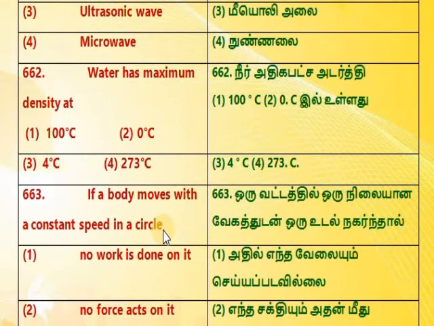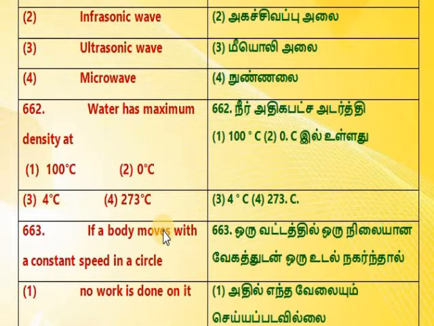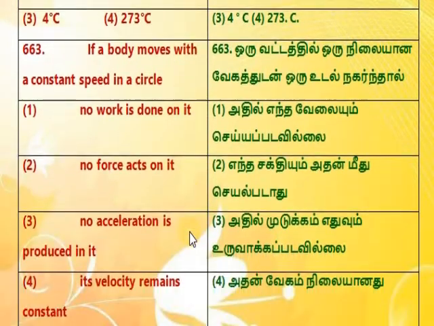662. Water has maximum density at: 1. 100 degrees Celsius, 2. 0 degrees Celsius, 3. 4 degrees Celsius, 4. 273 degrees Celsius.